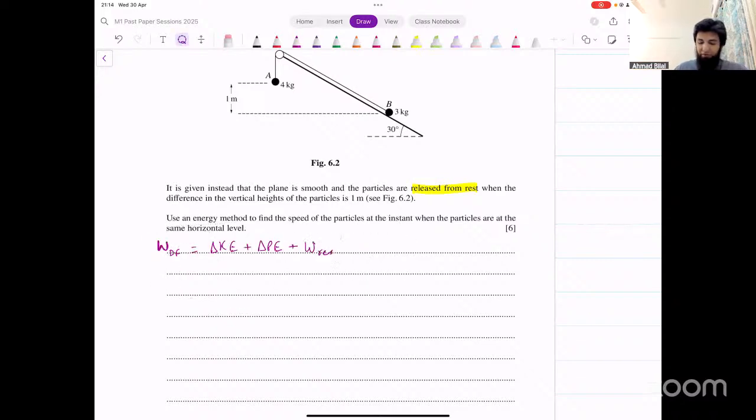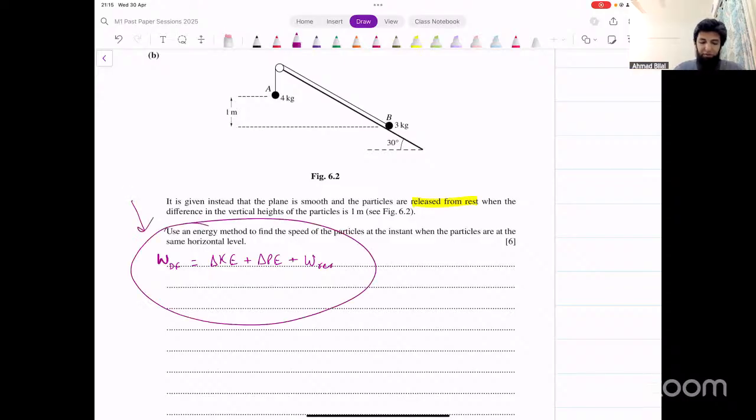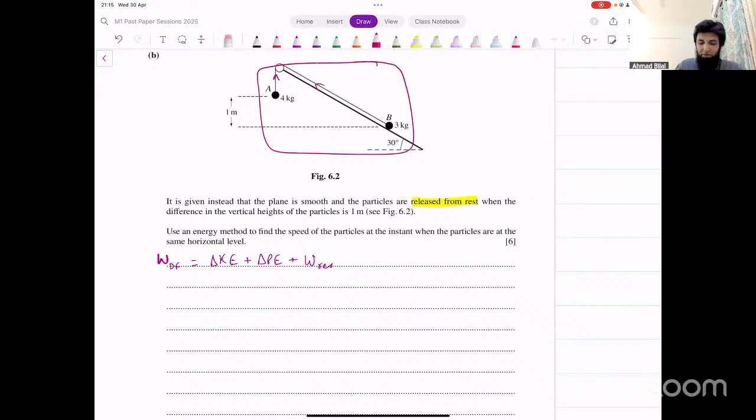Now, is there any driving force here? No, there's no driving force if you consider the overall system. In the overall system, there's no external force acting apart from weight. It's only weight that's making them move. So if we apply this work energy principle on both the objects together, for A we've got tension acting here, and for B we've got tension acting here. But when we consider the overall system, tension is part of that system, so we don't consider that. That basically just cancels out each other's effect.